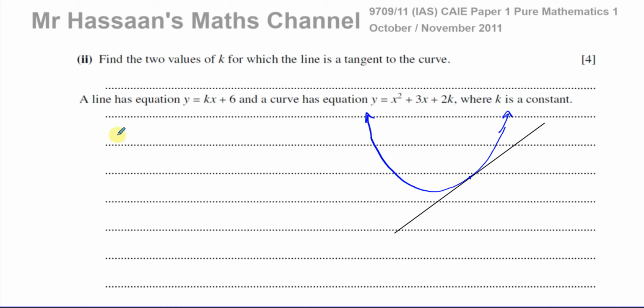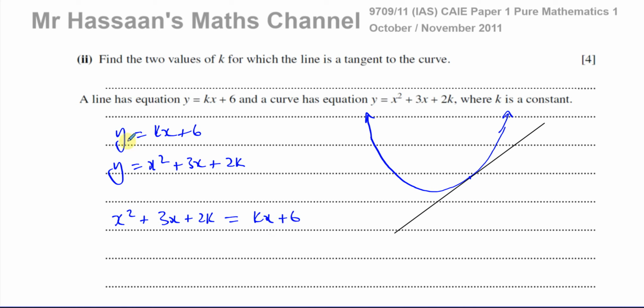So again, we're going to solve these two simultaneously. I have these two equations here, x squared plus 3x plus 2k. This time k is not equal to 4, it's a different situation. So to solve them simultaneously, again, I will replace this y with x squared plus 3x plus 2k, and that's equal to kx plus 6. Now I have a quadratic equation.